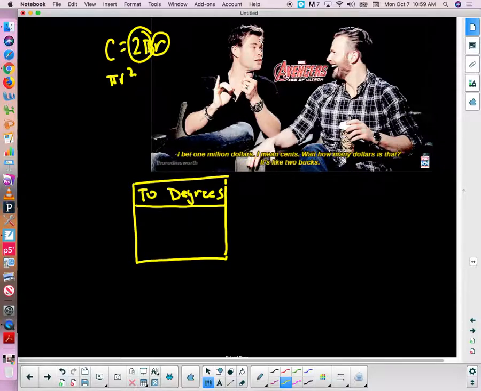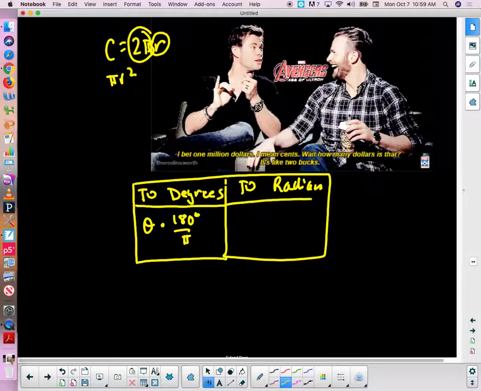If you're going to degrees, you take the angle that I've given you and multiply by 180 over pi. If you're going to radians, these can be really small. If you're going to radians, you take the angle that I give you and multiply by pi over 180. All right, so now it's boxed in.